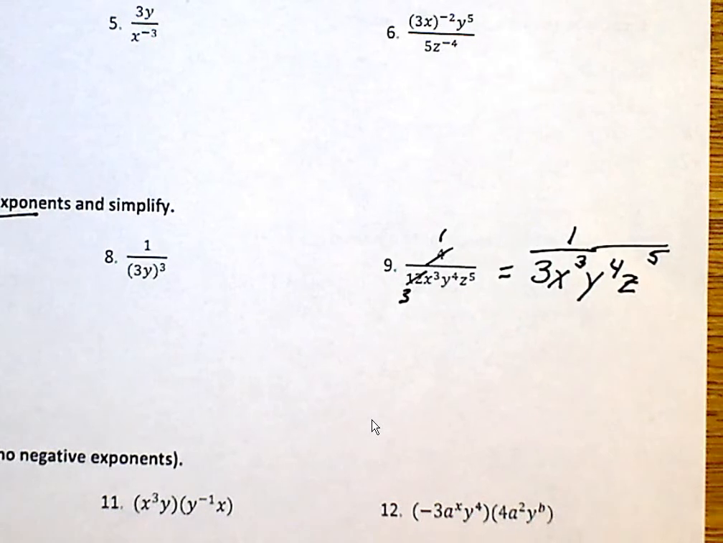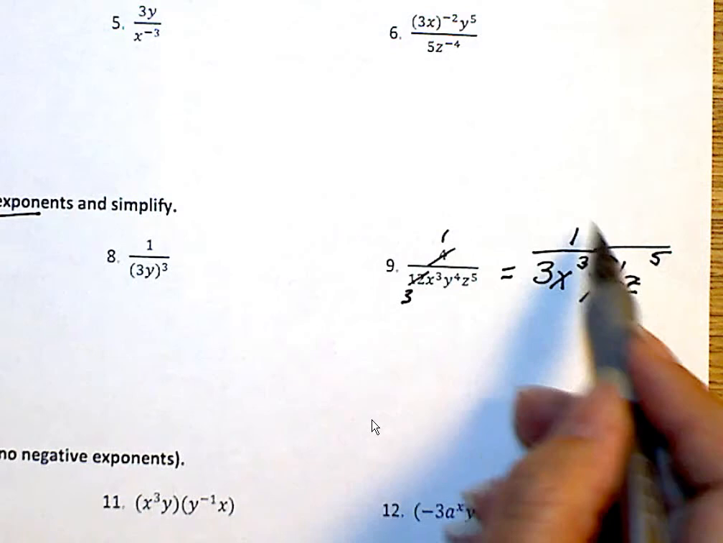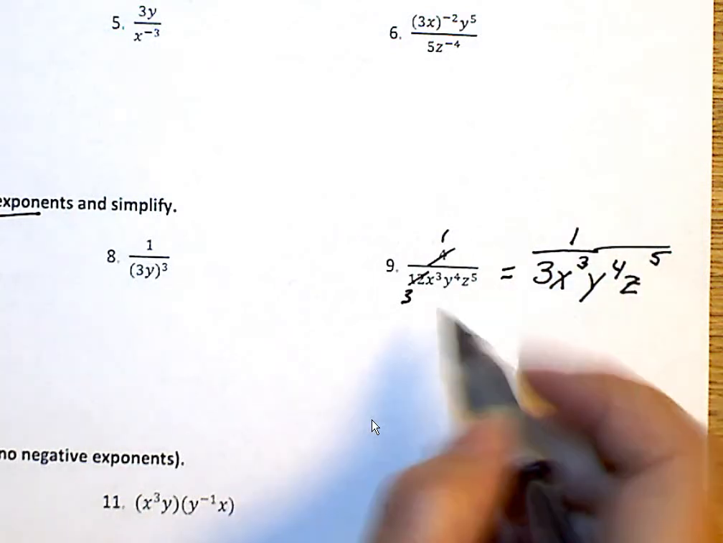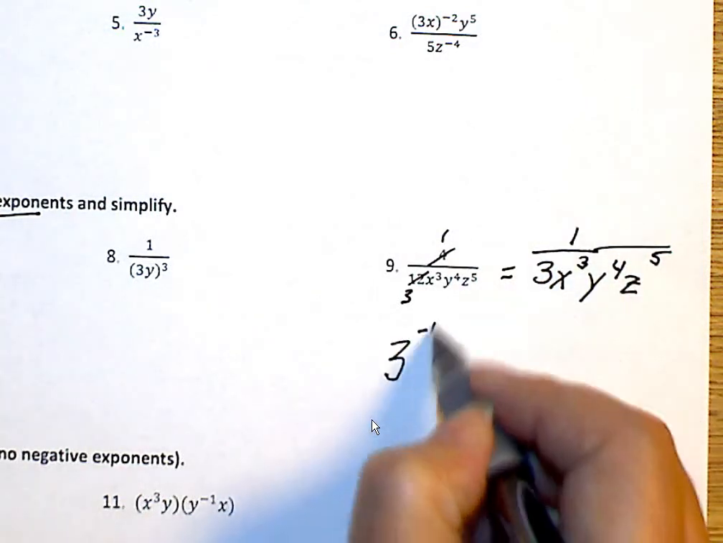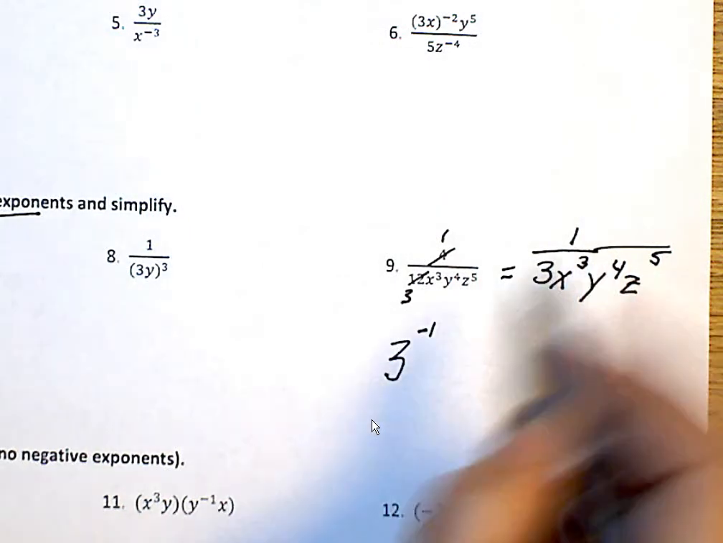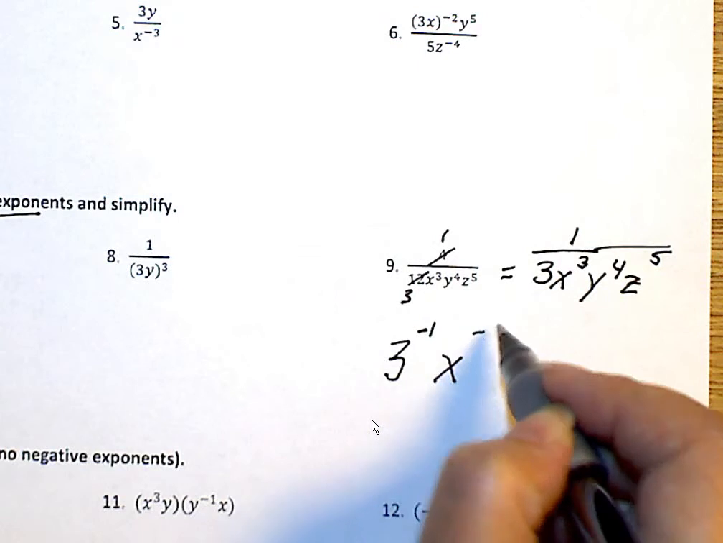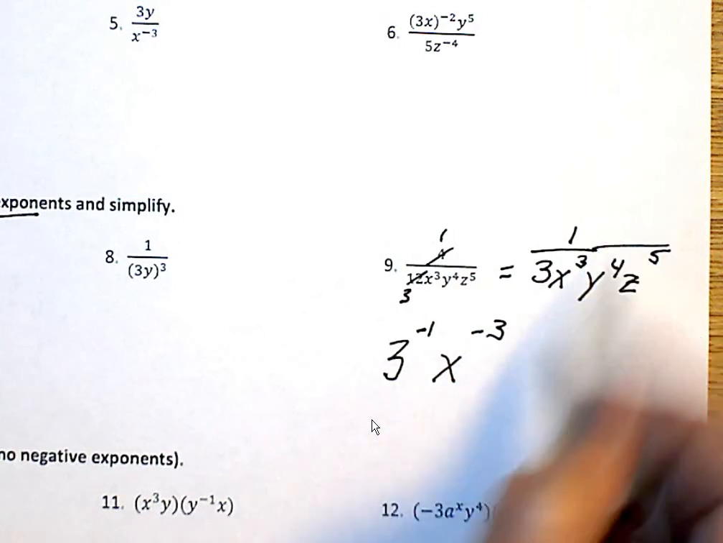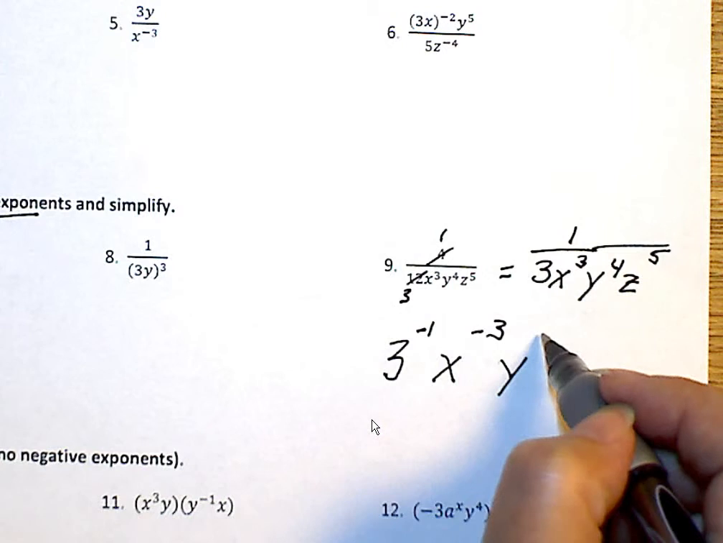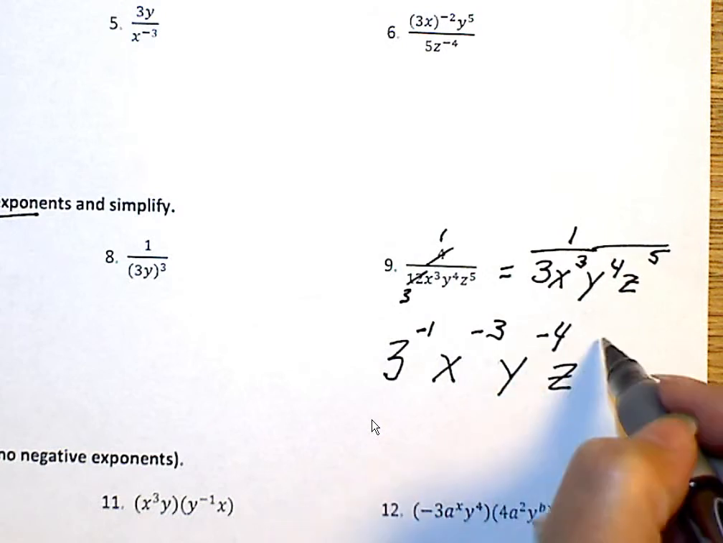Now it says to write it using the negative exponent. That means they want you to take it to the other side. So we're going to have 3 to the negative 1. If I take x cubed to the top, what does that become? It becomes x to the negative 3. And then y becomes y to the negative 4, and z becomes z to the negative 5.